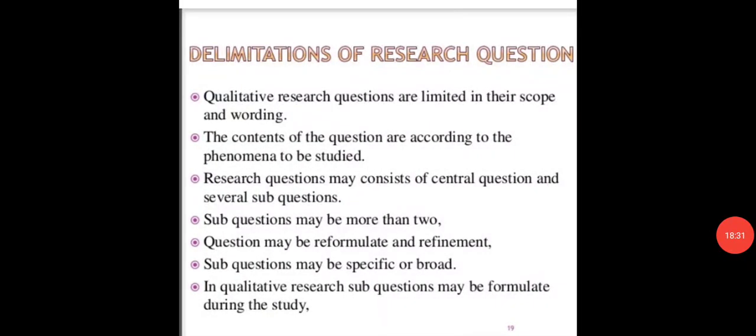That's all for delimiting the research questions, or limiting or narrowing the research questions. So far, up till now, we have completed the topic of formulating the hypothesis as well as formulating the research questions in detail. If you have any questions regarding these two topics, we can discuss them in the interactive online class later on.